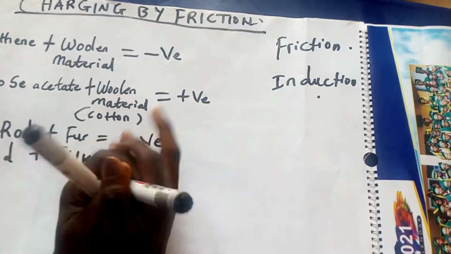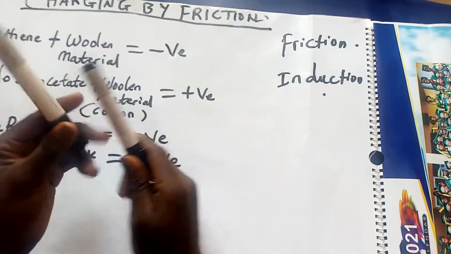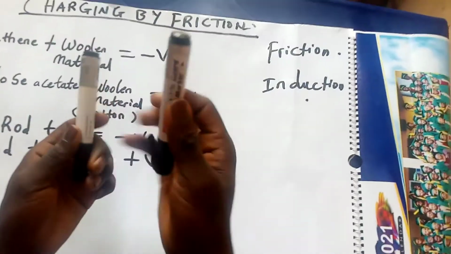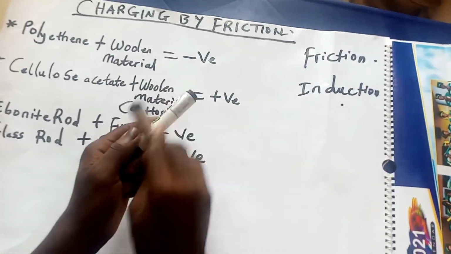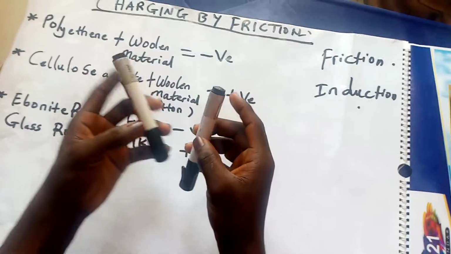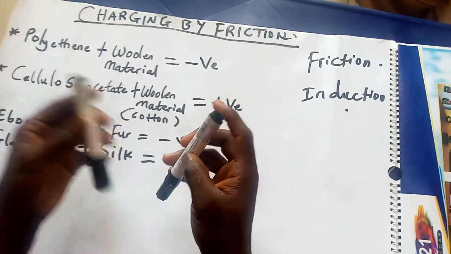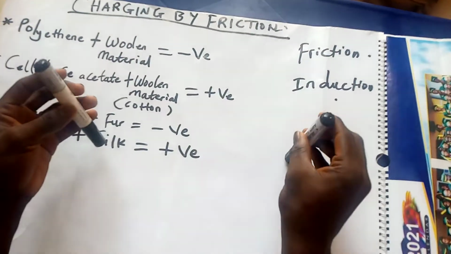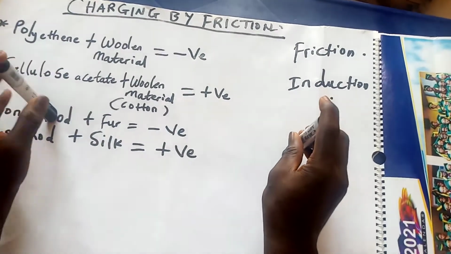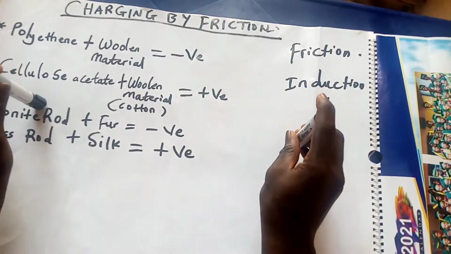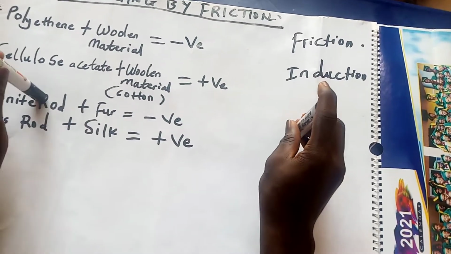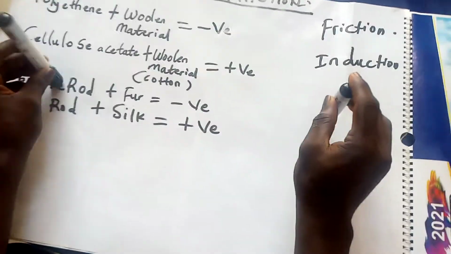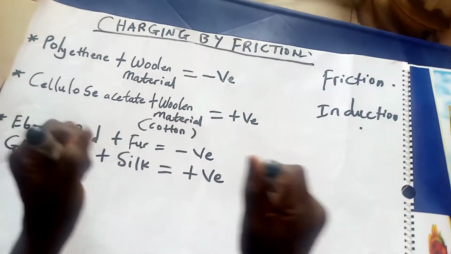Charging by friction is just very easy. It just requires you bringing a body and another body, and then you rub them against each other, just like this. I'm rubbing it, rubbing it, and some surface electrons in one body will be loosed to the other body. Thereby, the body that gained electrons becomes negatively charged. The body that lost electrons becomes positively charged, and that's what is going to happen.